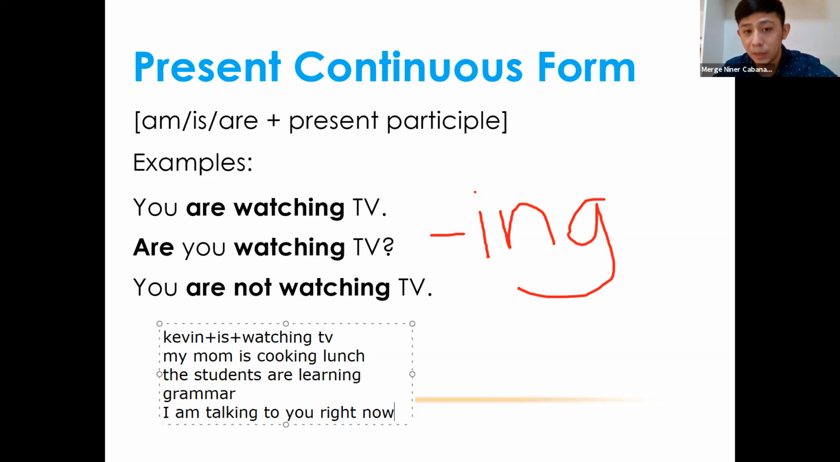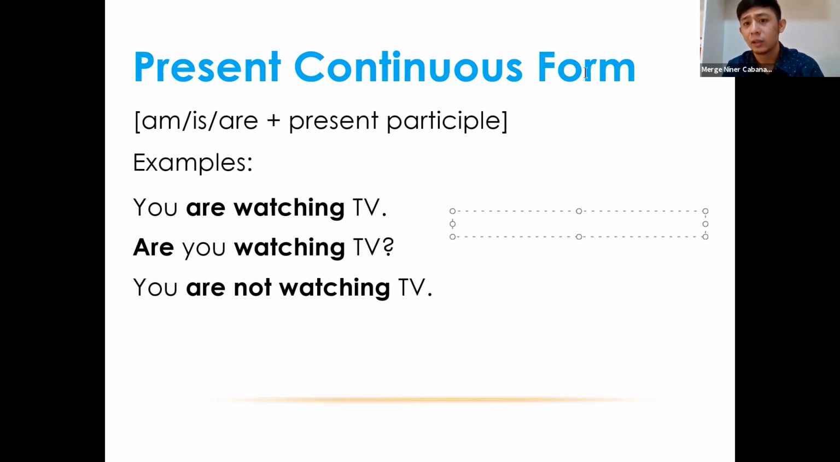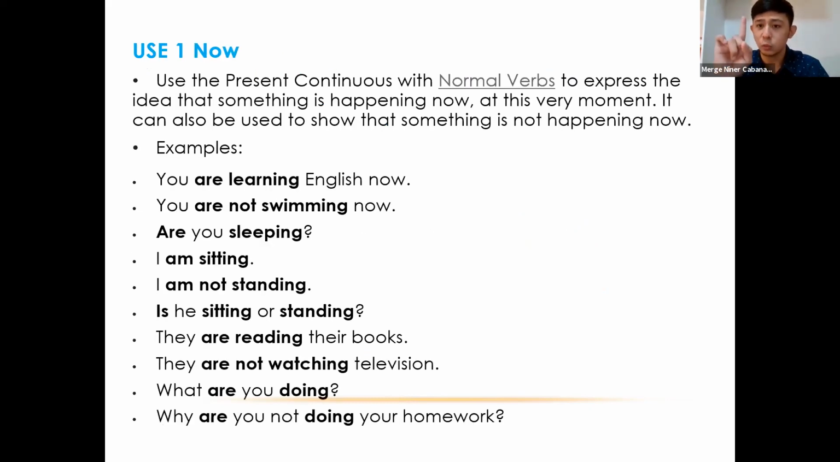That is the present participle form of your verb. Now, the real question is, when do we use the present continuous form? On which occasions are we going to use it? What are the uses of it? All right, so the first one is with the use of your "now."